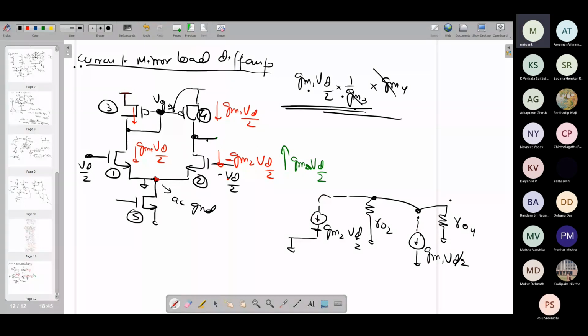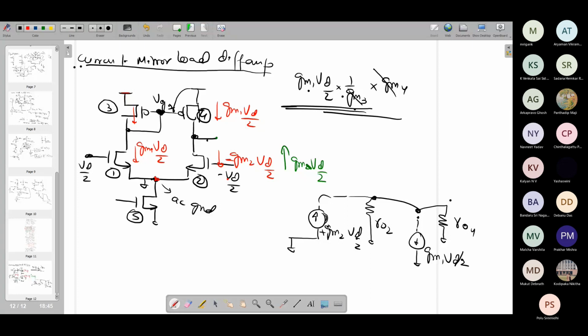Therefore, now here also, if I reverse this sign, as we see that, if I say plus, the current direction will now get reversed, right? This positive direction. So in this one, we have GM2 Vd by 2, and you have GM1 Vd by 2, which is basically also.